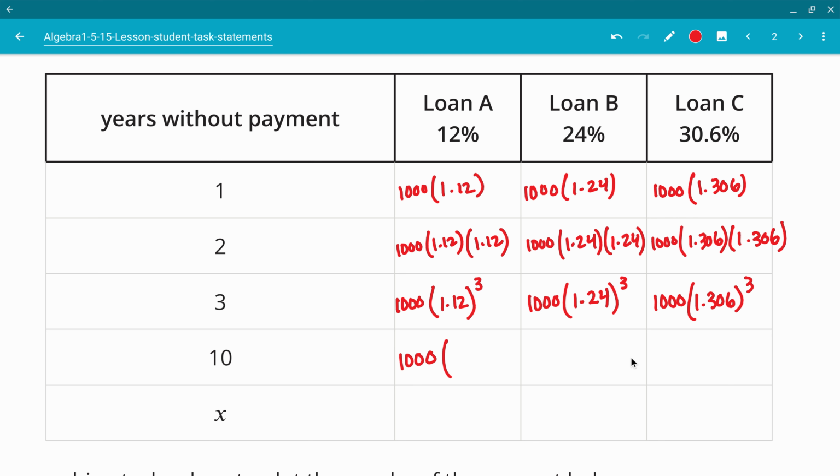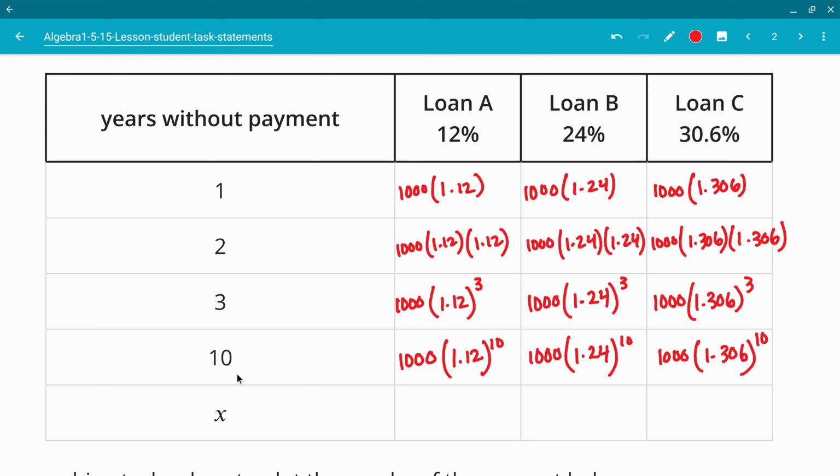We do 1,000 times 1.12, raise that to the 10th power. $1,000 times 1.24, raising that to the 10th power. And then 1,000 times 1.306, raising that to the 10th power.